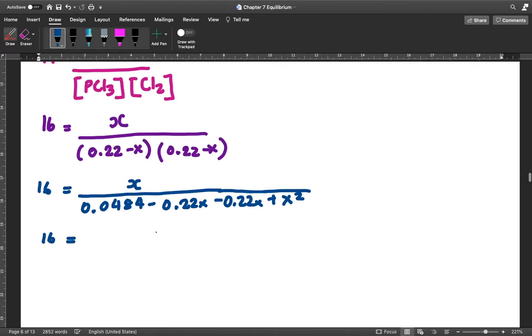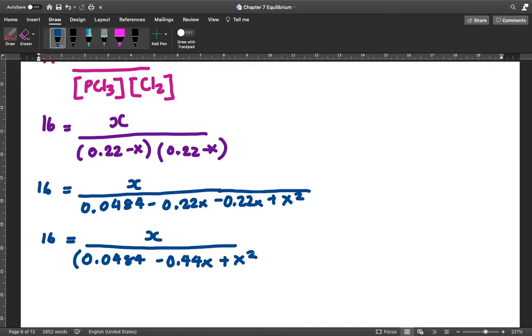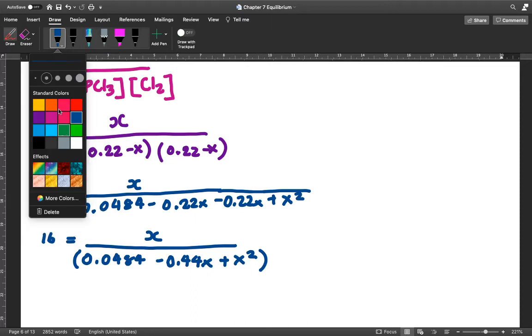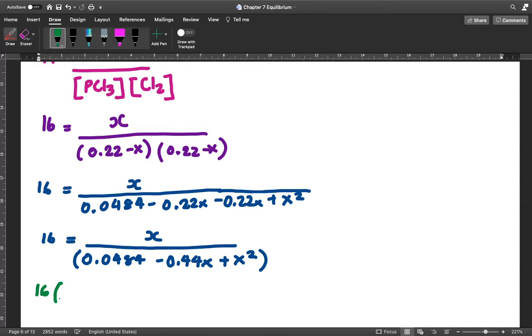So 16 is equal to x divided by 0.0484 minus 0.44x plus x squared. Okay, this is as far as I can simplify it. What I'm going to do is take this whole expression that's on the denominator. It's being divided at the moment, so I'm going to take it over to the other side and multiply it. And when that happens, I'm going to change my color here. 16 times 0.0484 minus 0.44x plus x squared is equal to x.